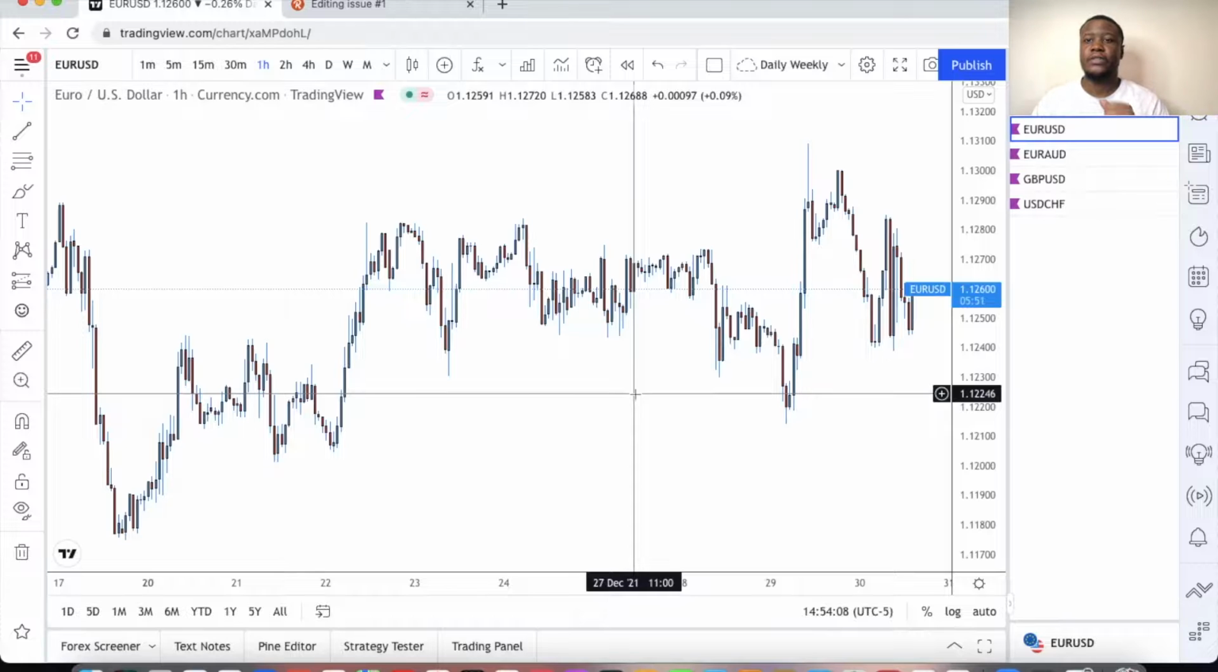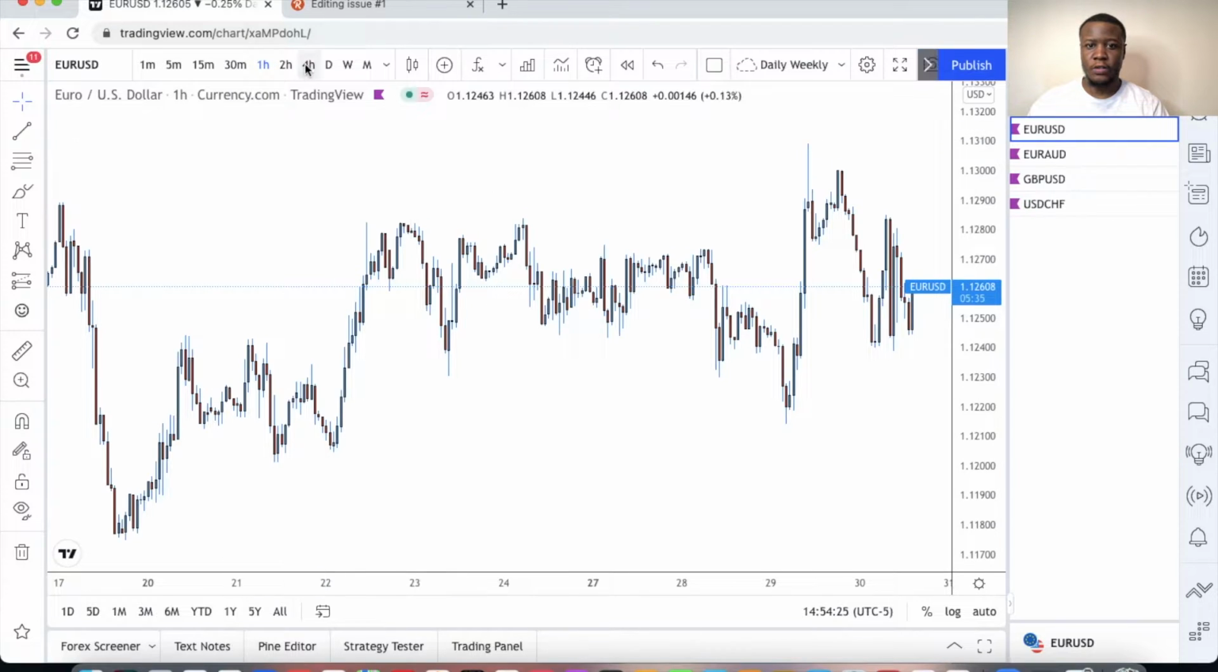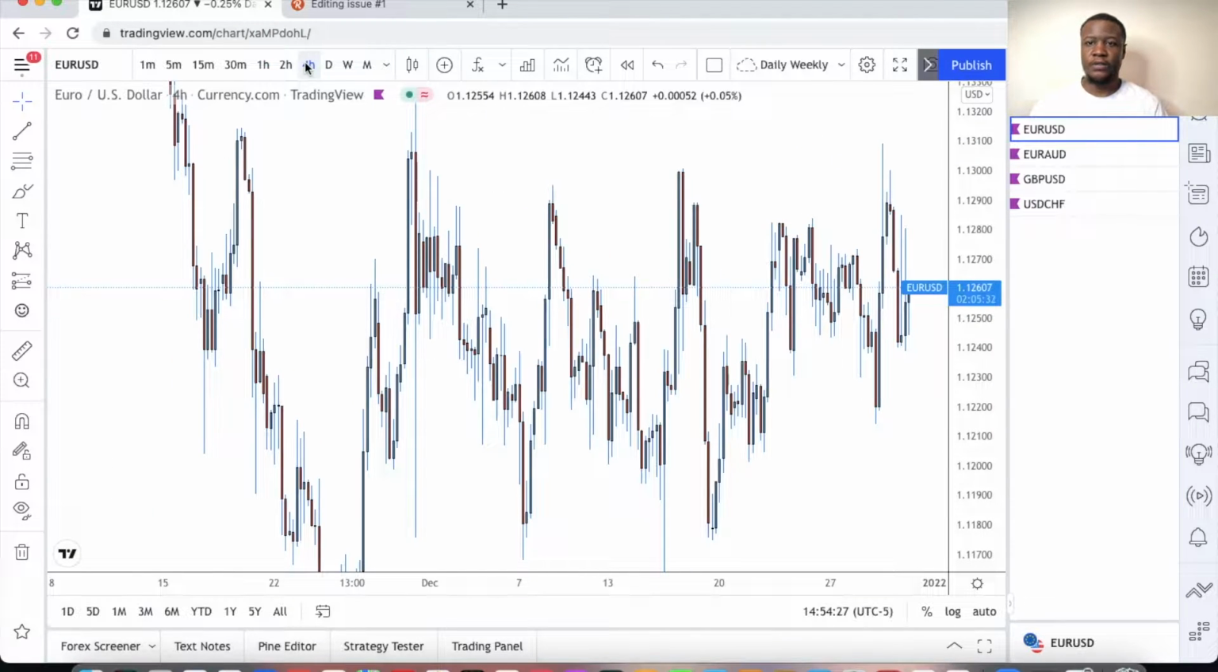Alright, so part one of how to enter a trade. In this one, we'll be talking about return candles. So this is the strategy, the return candle entry strategy. Alright, so we start off on a 4 hour.